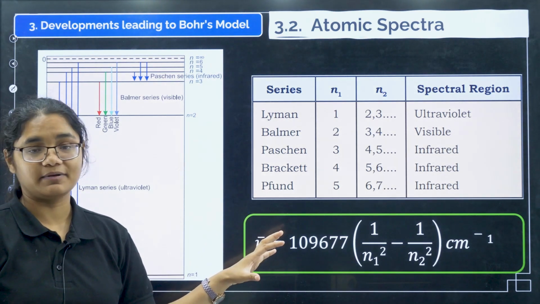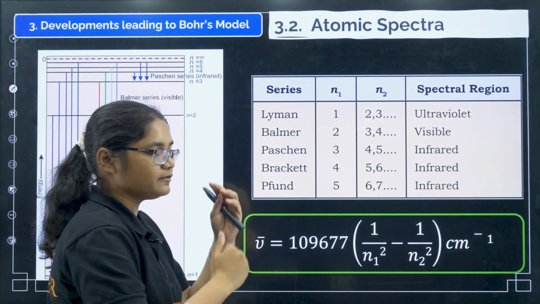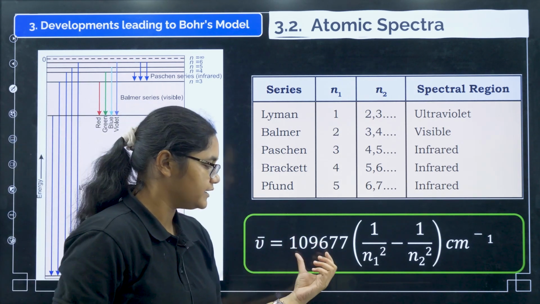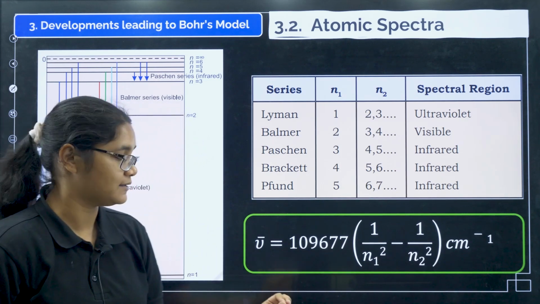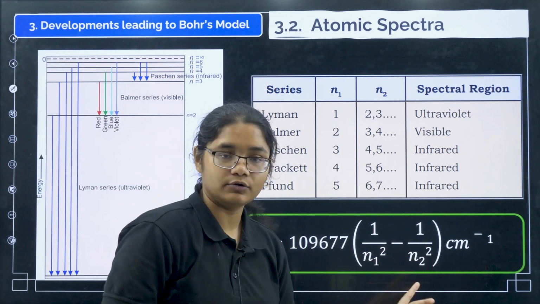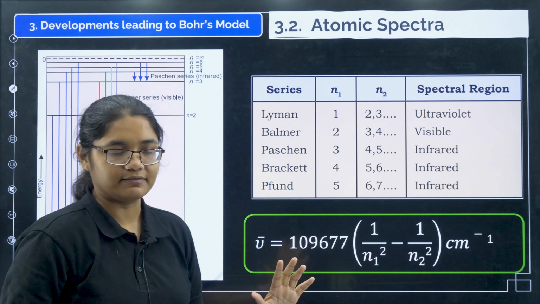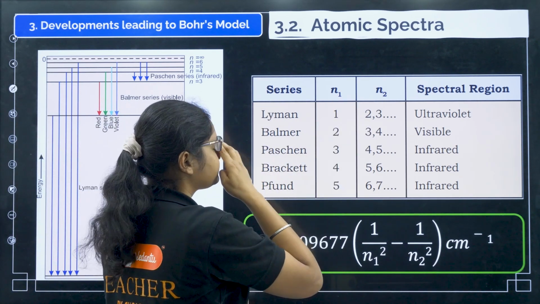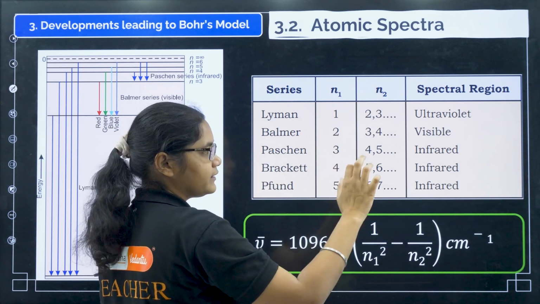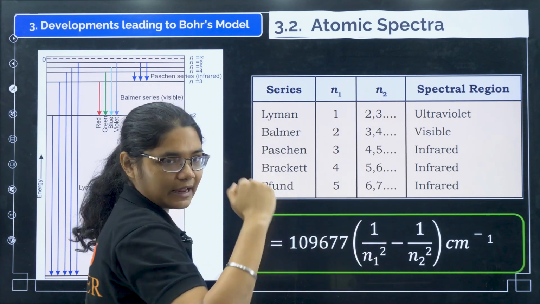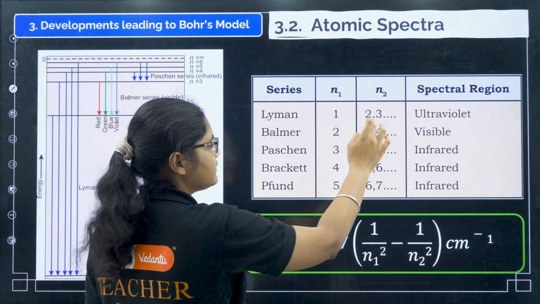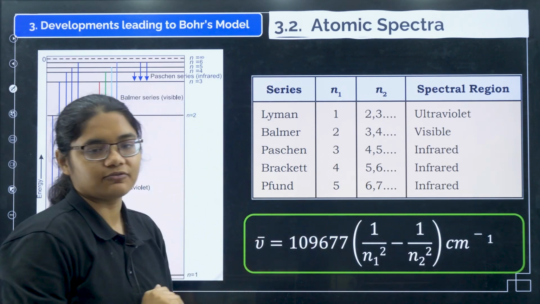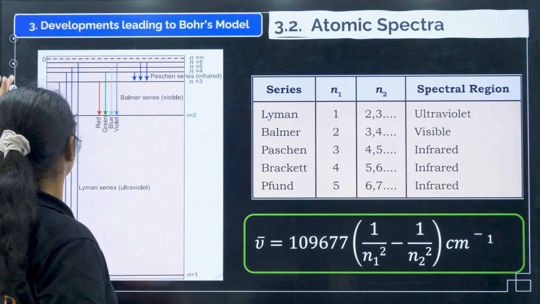Questions can be asked from here, so please remember. Whenever there is a transition of electrons from one energy level to another energy level, energy is released. The formula for that is 109677 into 1 by n1 square minus 1 by n2 square, where n1 and n2 are the different energy levels. Based on that we have different types of series. If the electromagnetic radiation from any other level stops at n1, we call it the Lyman series. If it stops at the second level, we call it the Balmer series, and similarly Paschen, Brackett and Pfund. This formula is important, please note it down.